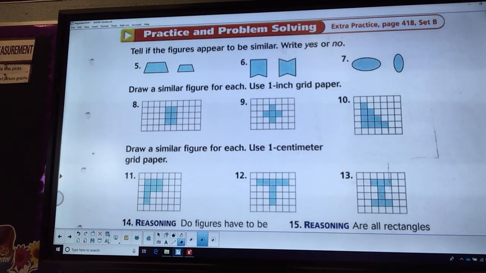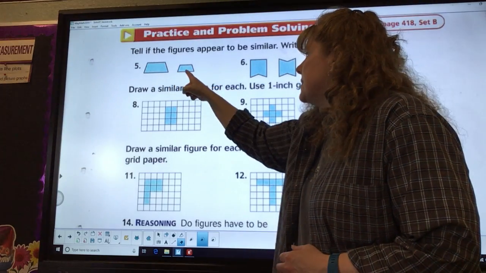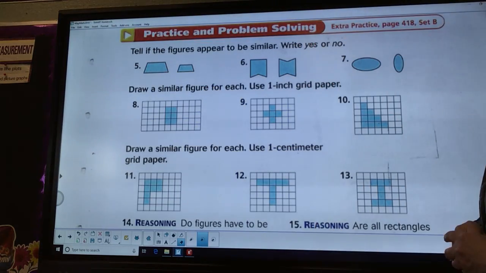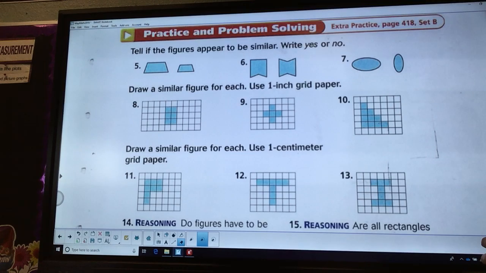Okay, number 5, same thing. We have a couple trapezoids there. Okay, if we take a look at those, I ask myself, okay, are they the same shape? Yep. Are they different sizes? Yep. So they have the same shape but different sizes, so yes, they are similar.